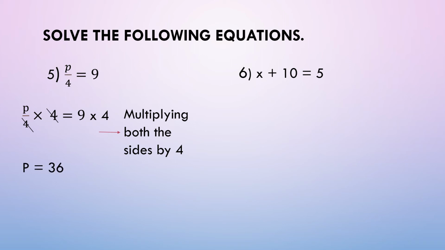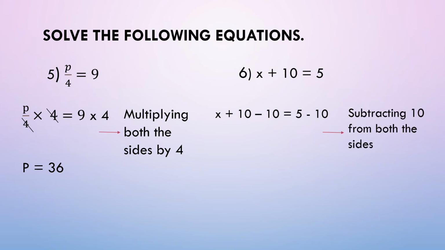Sixth one, x plus 10 is equal to 5. Now here you have to find the value of x and you have to remove this plus 10. So to remove this plus 10, what you are doing? You are subtracting 10 on both the sides. Okay, so which property you are using here? Subtraction property. So x plus 10 minus 10 is equal to 5 minus 10. So both the sides what you are doing? Subtracting 10. So plus 10 and minus 10 becomes 0.